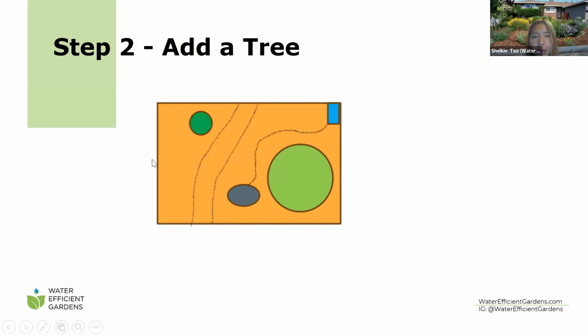And then I will add a tree. I can pick the tree from any of the trees that I mentioned. You can also add one to keep privacy, so I will decide to put it right in front of the window here.